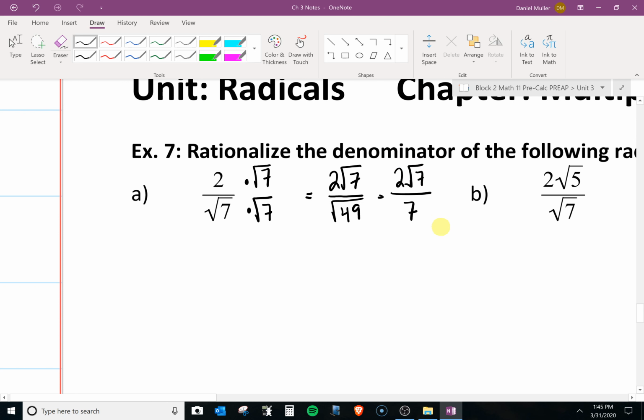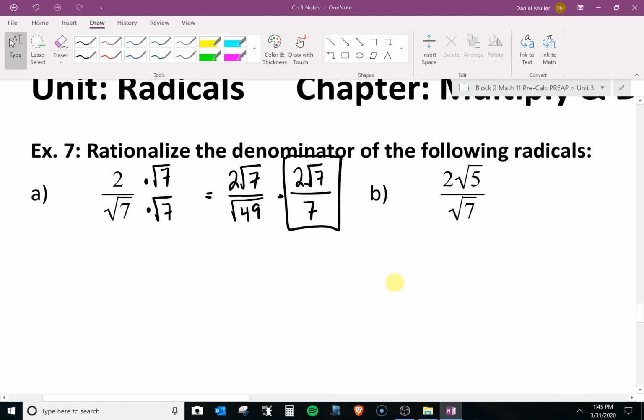And so this is considered rationalized. There is no square root on the bottom. Does it look any nicer than this? No, I actually think that this looks a little bit uglier. However, our whole point is to get rid of the square root on the bottom, and we have now accomplished that. So this is going to take some time, but we're going to try another example.